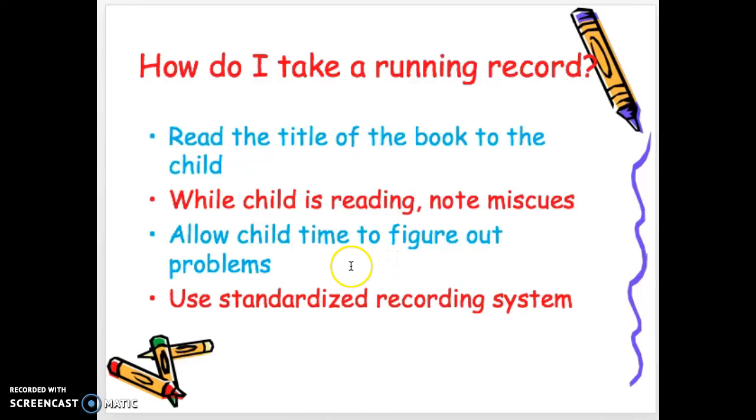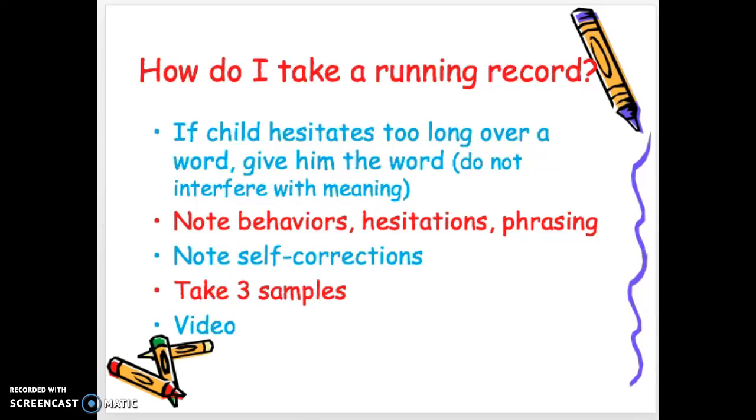You read the title of the book to the child, and then while the child is reading, you'll note miscues and allow the child to figure out problems, but you will tell the child words if he or she is having a difficult time. So you'll use a somewhat standardized recording system. You can look on page 73 in the Clay book, and that gives you some elements of the recording system, and then there's some blank pages that you could copy and use as your running record recording.